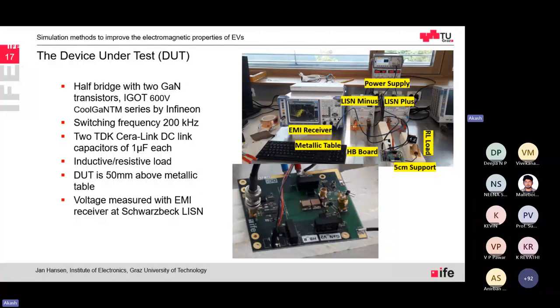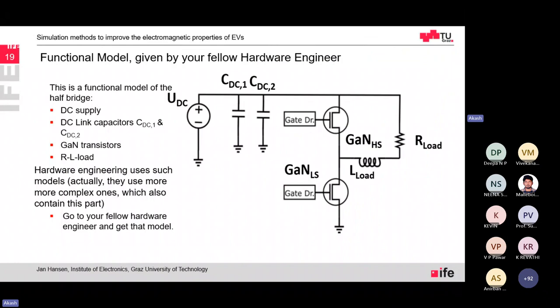Now, how would such a simulation look? The first thing you could do is go to your hardware designer and ask, give me a circuit schematic of your device. It looks like this. This is what the entire half bridge is about. We have these two GaN transistors, and then we have a little load attached here. So this is a very simple model of a machine. This just switches on and switches off, and we have DC link capacitors, which power electronics people will know about, and we have a supply. This is the functional model.